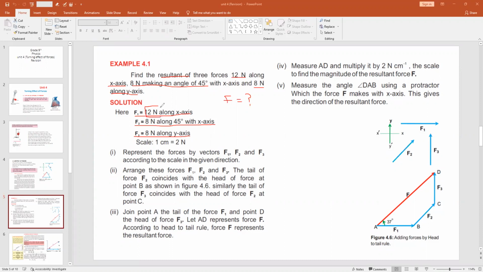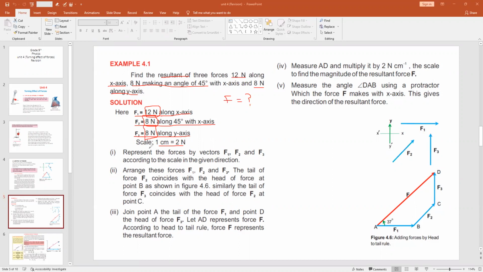As you know, we cannot measure Newtons with the help of our scale. So first of all, we have to set a scale. Here the scale is taken as 1 centimeter equals 2 Newton. You can also take 2 centimeter, because this is a table of 2, so you can also use 2 centimeter or 4 Newton. 1 centimeter equals 4 Newton as well.